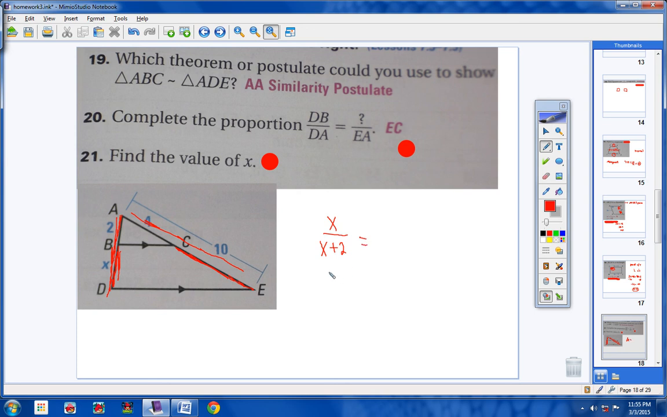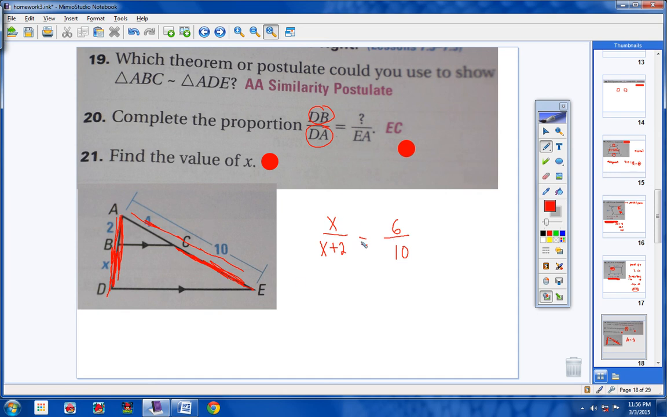All right. Now, right up here is CE. Well, students, if the whole line is 10, and this much from here to here is 4, then CE has to be 6. So CE is 6. CE over EA. EA is the whole line, which is 10. So now let's cross multiply and divide. Let's go over this again. It says DB. DB is X. Then it says DA. DA is this whole line, so X plus 2. Then it says EC, which is 6, because the whole line's 10. 10 minus 4 is 6, over EA, which is 10, the whole thing.